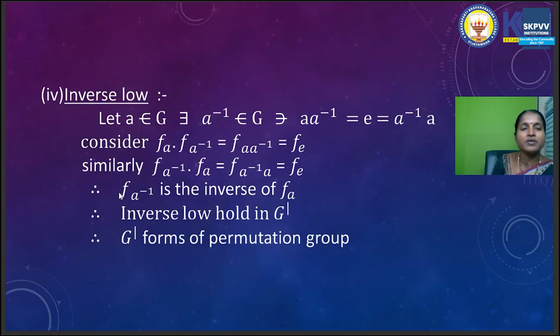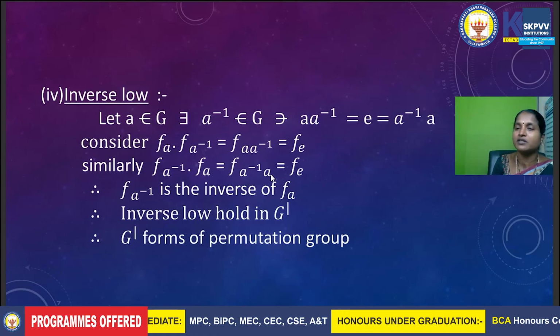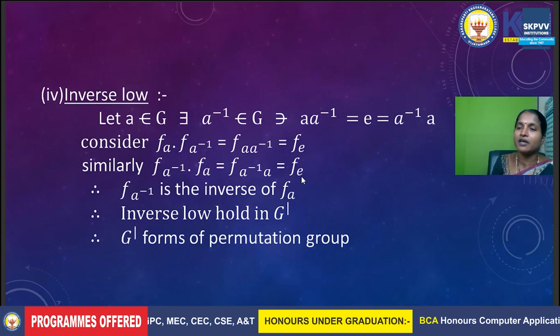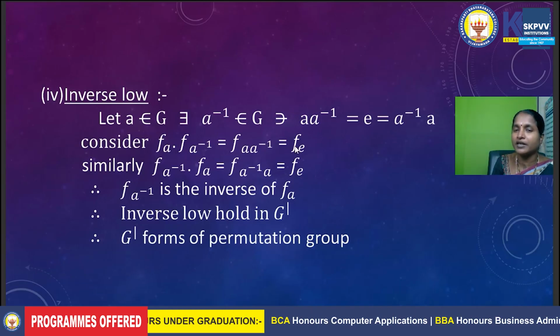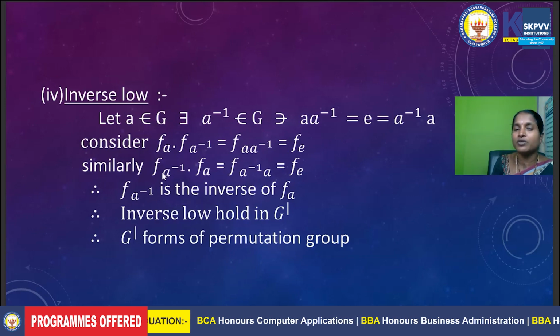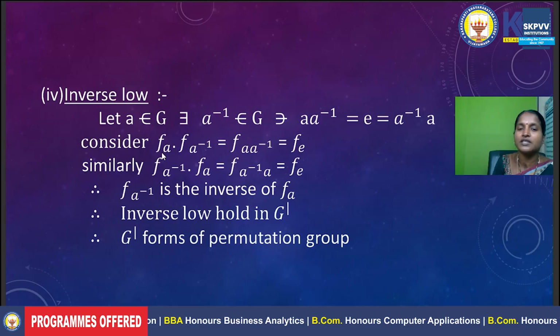Again similarly we can write f_(a inverse) ∘ f_a. Applying the closure law, f of a inverse·a, and you can write it as f_e. So f_a ∘ f_(a inverse) is equal to the identity element, and similarly f_(a inverse) ∘ f_a is also f_e. So the inverse property holds: a·a inverse = e = a inverse·a. So obviously f_(a inverse) is the inverse of f_a. So the inverse law holds in G dash.